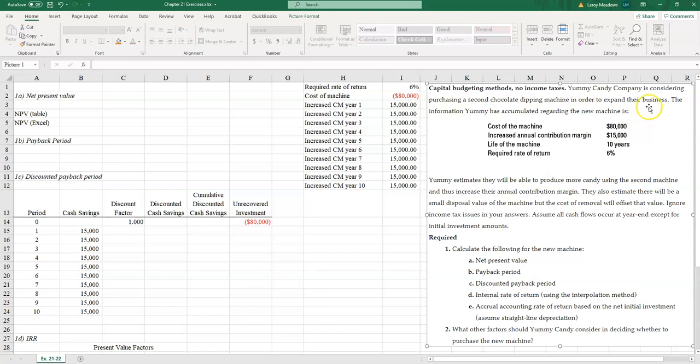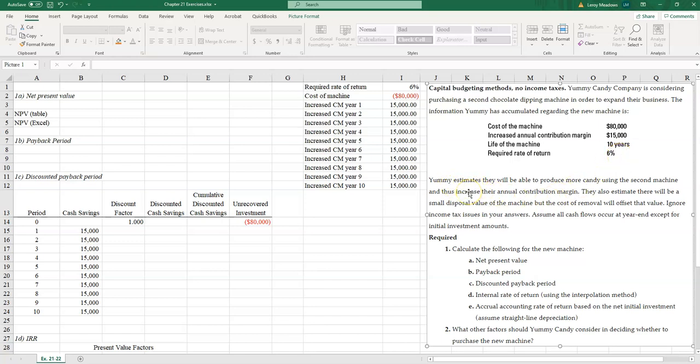Yummy Candy Company is considering purchasing a second chocolate dipping machine in order to expand their business. The information Yummy has accumulated regarding the new machine is the cost of the new machine is going to be $80,000. The increased annual contribution margin is $15,000. The life of the machine is going to be 10 years, and the required rate of return the company requires is 6%.